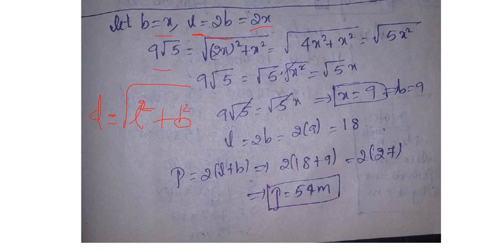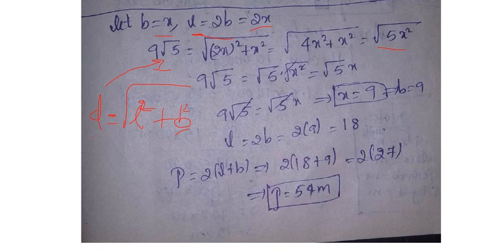Here equal to square root of length is how much? 2x. 2x whole square plus breadth is how much? x square. Now 2x whole square means what? 2 square is 4, into x square. So 4x square plus x square. If you add 4x square plus x square, what will you get? 5x square. So square root of 5x square.